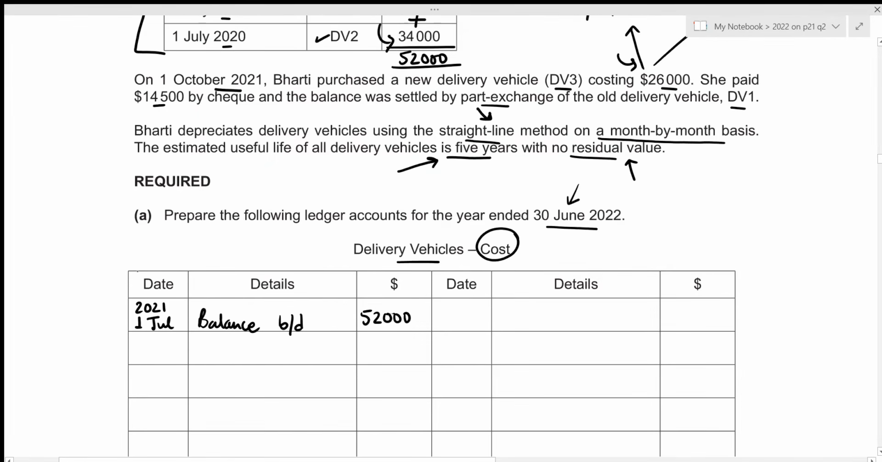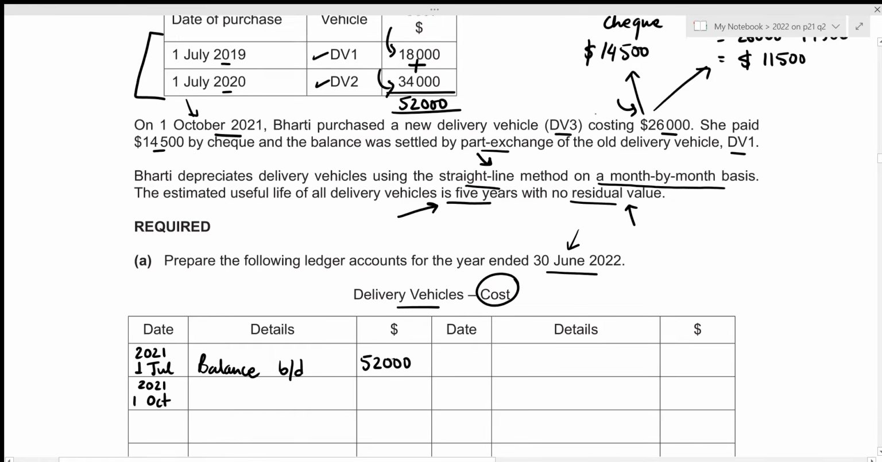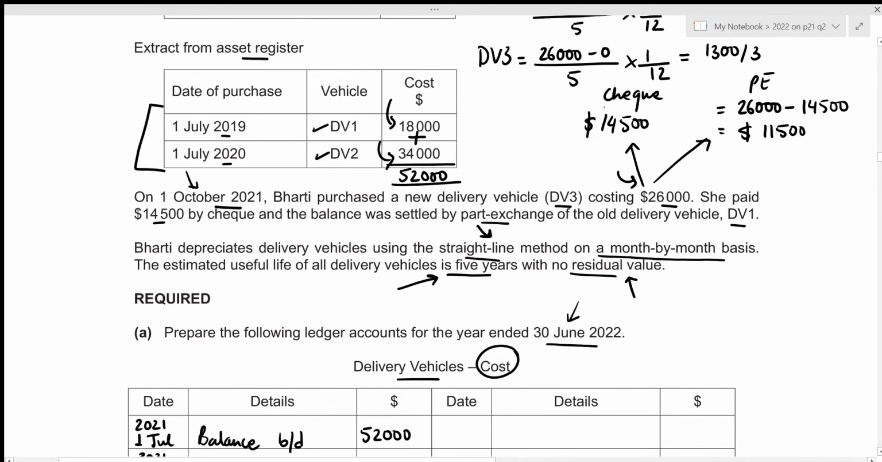We know that the date of purchase was 1st October 2021. So that will be 2021 1st October. And this new delivery vehicle was partly funded by the check, which means that we need to record this amount of 14,500 under the heading of bank, and partly funded by our part exchange of 11,500, which means that this amount of 11,500 must be recorded under the heading of disposal account, because we are basically disposing our delivery vehicle 1 in order to get this delivery vehicle 3.